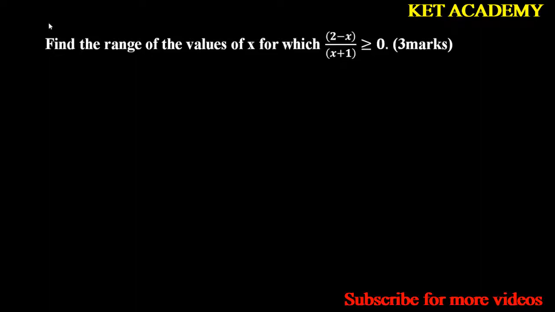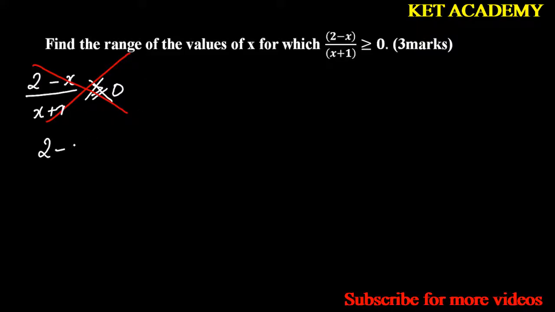Now the first remark that I want you all to take note of is you should never ever cross multiply in inequalities. So we want to solve this inequality. You should never ever cross multiply. You should never ever do this. Immediately you cross multiply, you're going to lose solutions. So always make sure to look for your critical values. So we have 2 minus x over x plus 1 to be greater than or equal to 0.